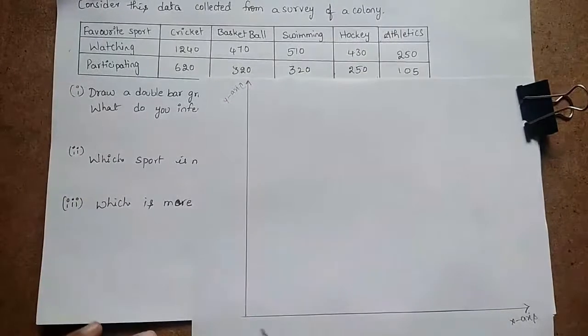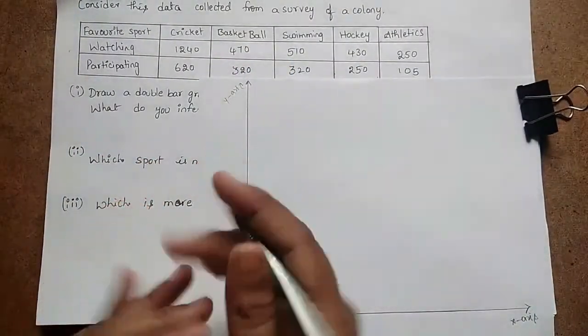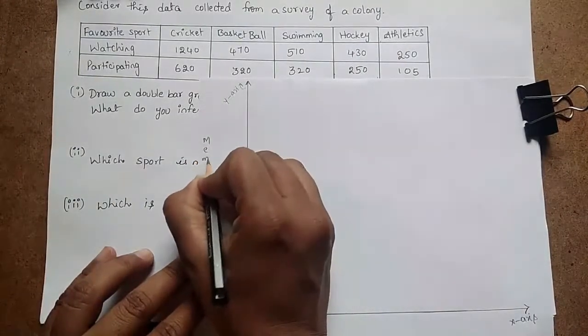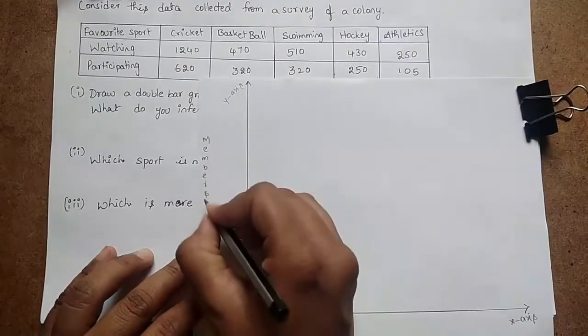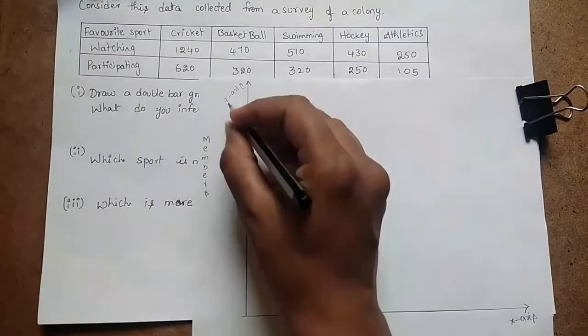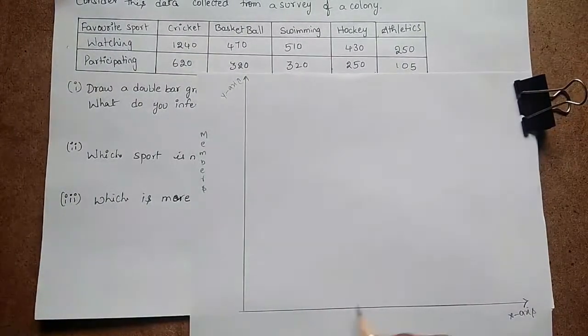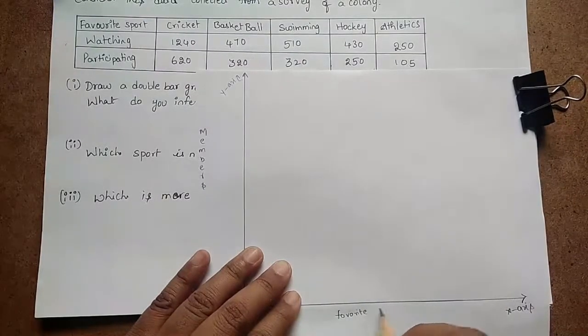Now we have to label the y-axis and x-axis. We are taking the number of members on the y-axis, so this is the members. Next, coming to the x-axis, it is nothing but favorite sport.